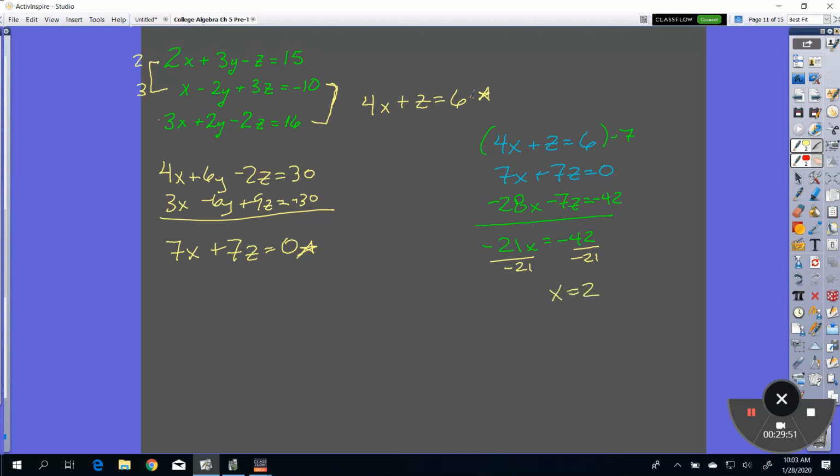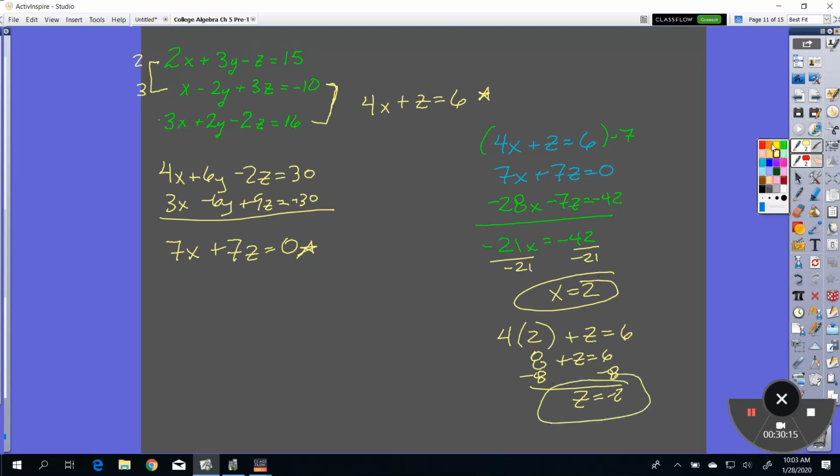So now I'm going to plug that into one of these starred equations. So I'm going to do the 4x plus z equals 6. So 4 times 2, because that's x, plus z equals 6. So that's 8 plus z equals 6, minus the 8 over, and z equals negative 2. So there's my x, there's my z.